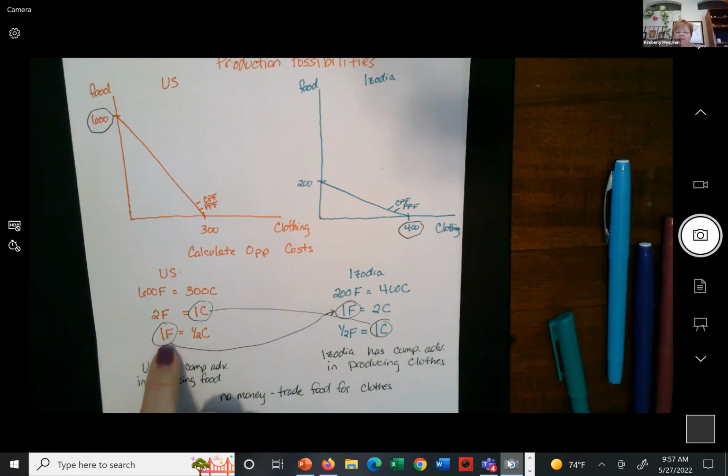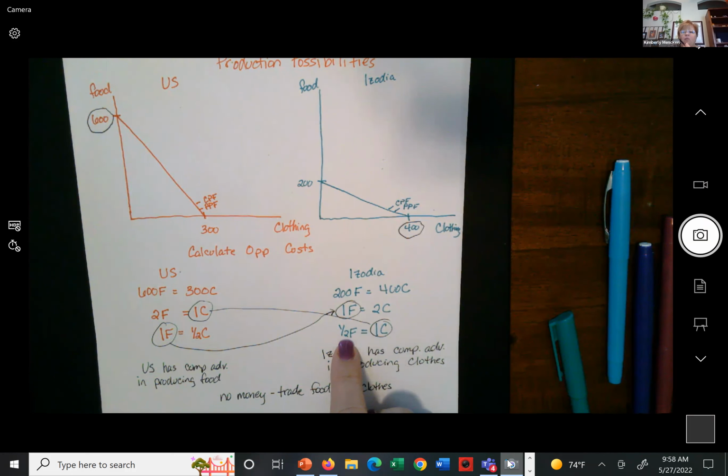Okay. So the US is producing food, and if they give up a food, they can already produce half a clothes on their own. Okay. So they're going to want more than half a clothes if they're going to give up some food for trade, right? Because they can do half on their own. So if they're going to give up a whole food, they want more than half a clothes for it. And over here, same thing for Izadia. If they can produce half a food on their own if they give up a clothes. So if they give up a clothes, they're going to want more than half a food.